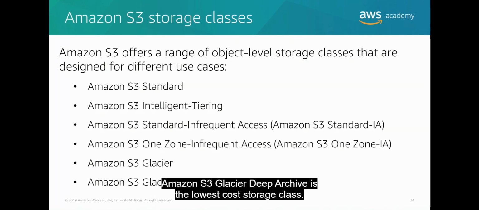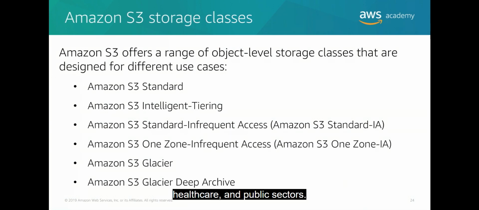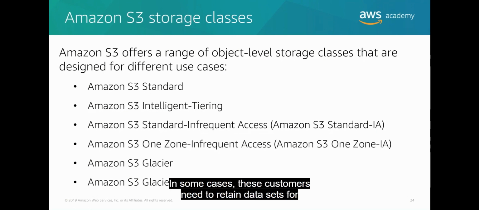Amazon S3 Glacier Deep Archive is the lowest cost storage class. It supports long-term retention and digital preservation for data that might be accessed once or twice in a year. It is designed for highly regulated industries such as financial services, healthcare, and public sectors. In some cases, these customers need to retain datasets for 7 to 10 years to meet regulatory compliance requirements.